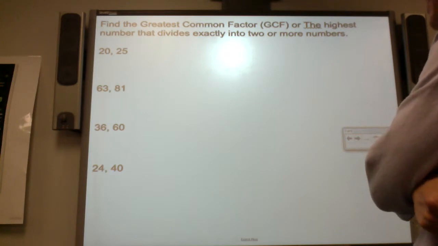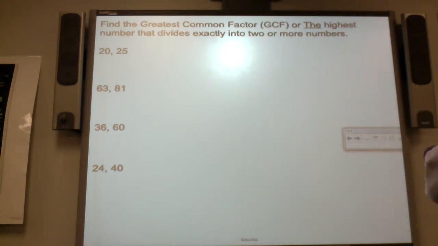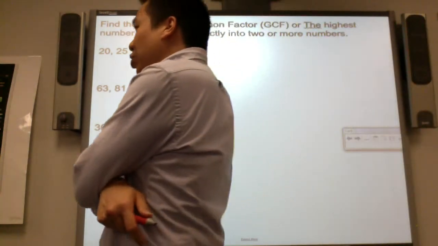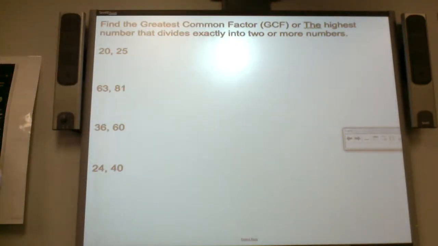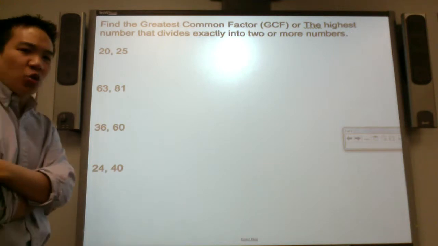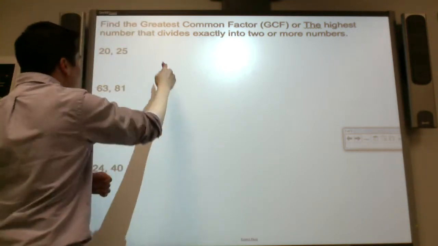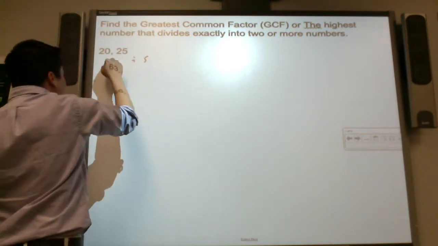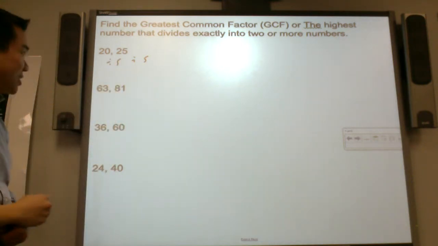Can you find the greatest common factor, or GCF, the highest number that divides exactly into 2 or more numbers? What factor can you divide? What factor goes into 20 and 25? What can you divide 20 and 25 by? I can divide both numbers by 5. Anything else? No, that's the greatest.